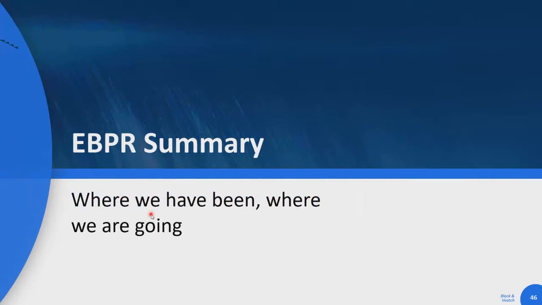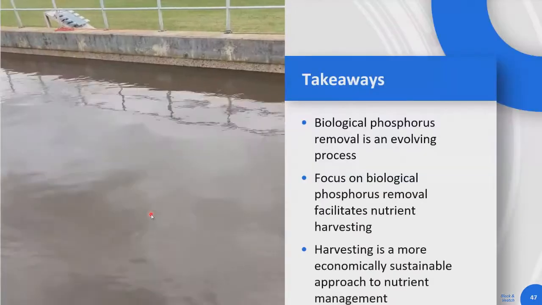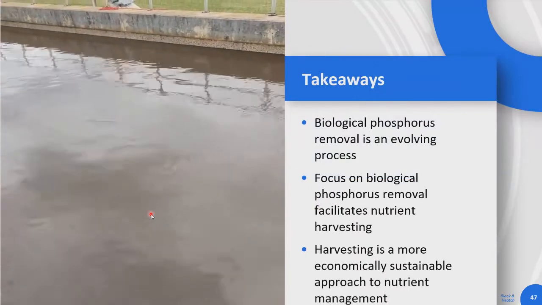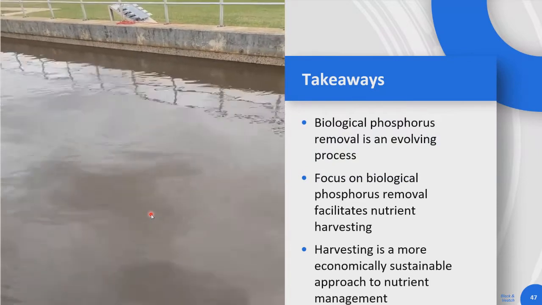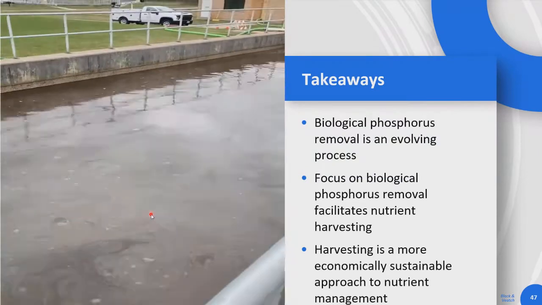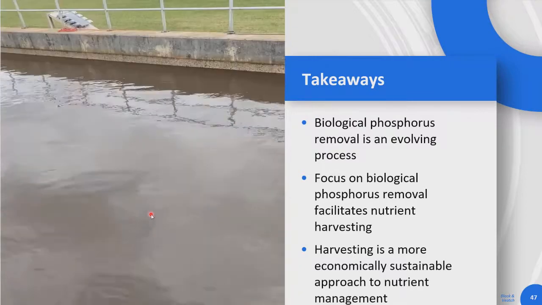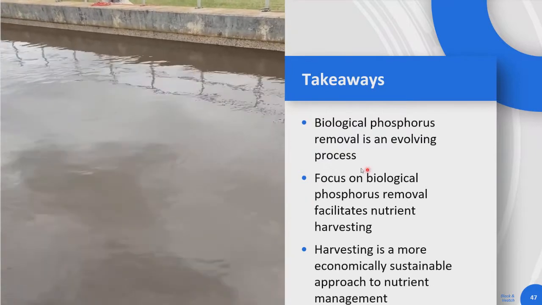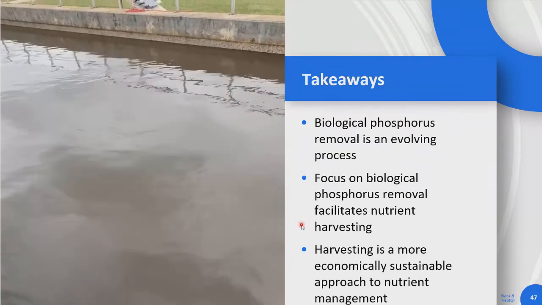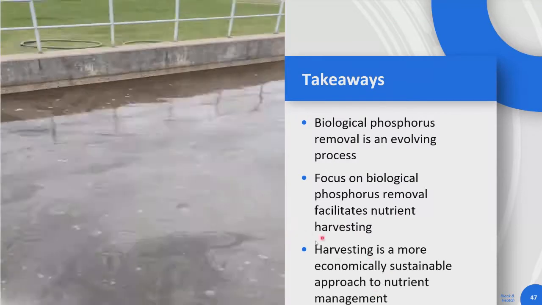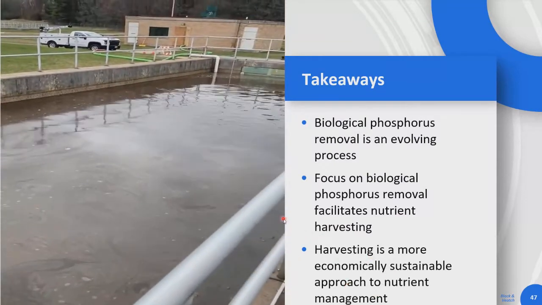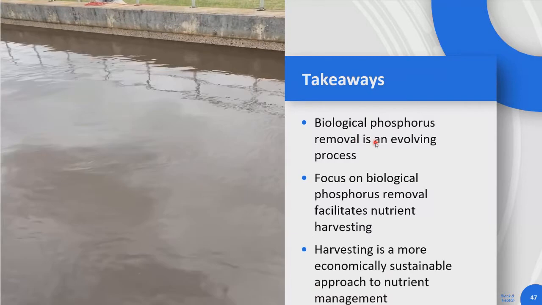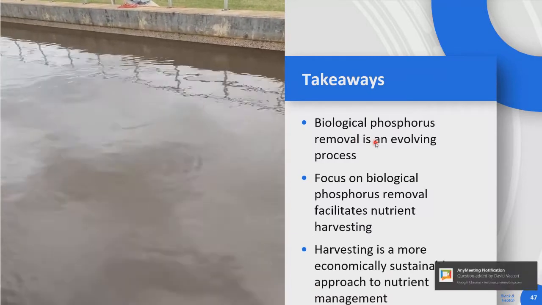So, just a quick summary of where we've been and where we are going. Takeaways: biological phosphorus removal is an established but evolving process. We're finding more and more new ways to be efficient with it, and to move through different process configurations that fit a lot of different facility drivers. If we focus on biological phosphorus removal, it does facilitate nutrient harvesting. And this harvesting of phosphorus is a more economically sustainable approach to nutrient management, right? Closing that phosphorus loop. But it all comes back to whether we can find more efficient ways to do biological phosphorus removal in our facilities.